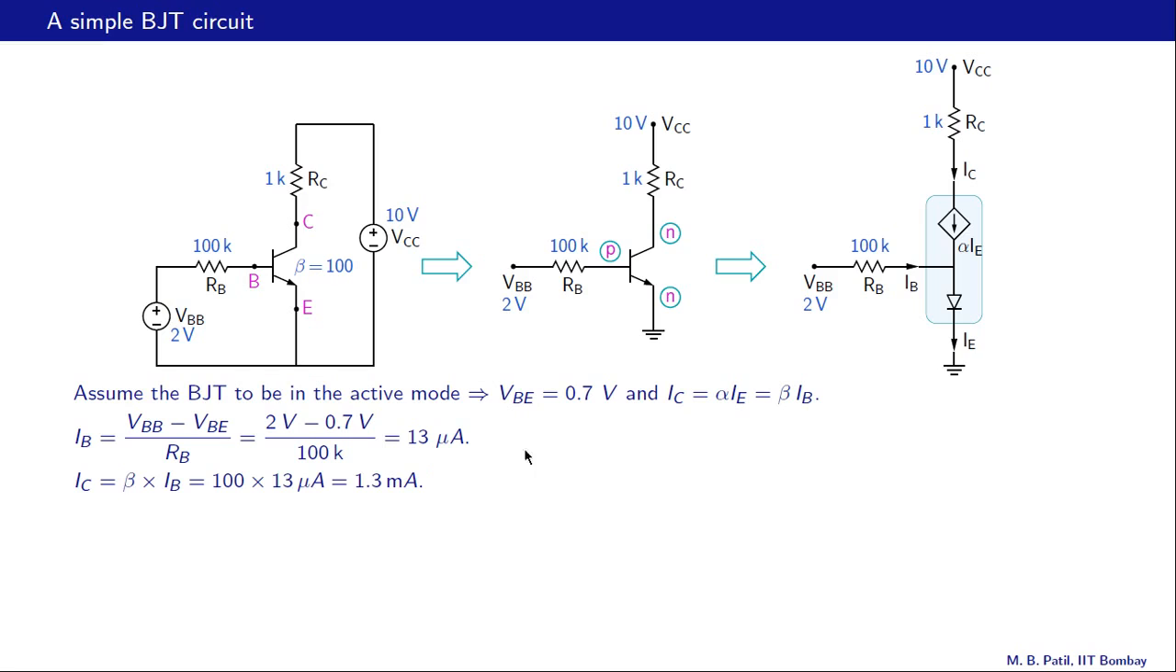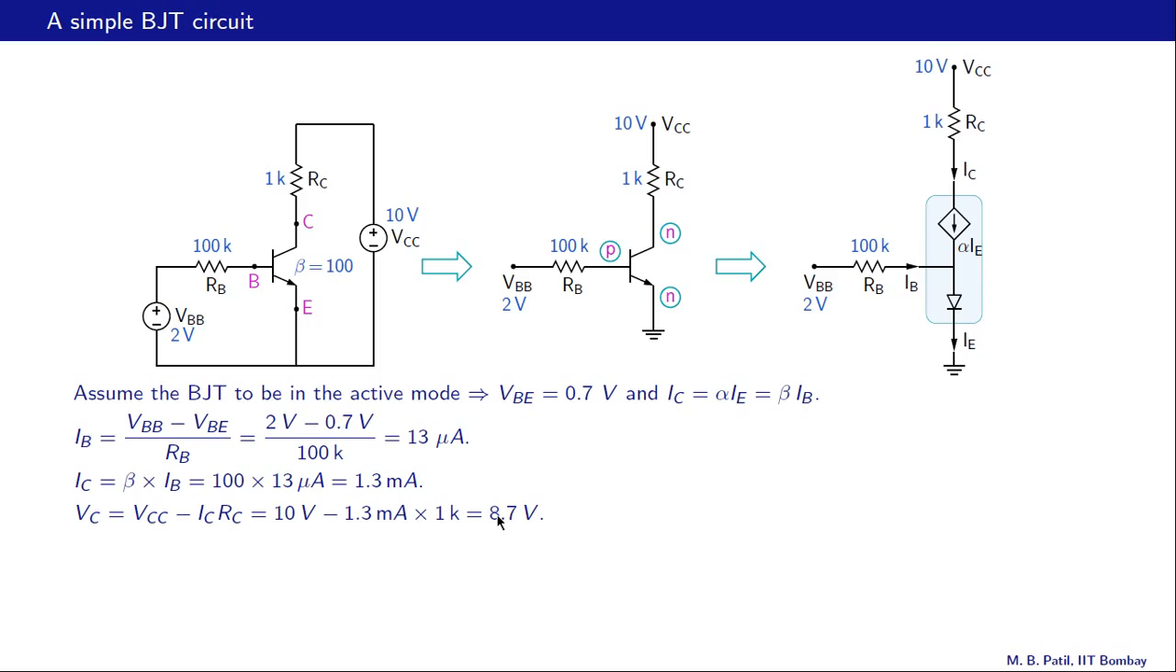Once we know the base current, we can calculate the collector current. So the collector current is beta times IB, that is 100 times 13 microamps, or 1.3 milliamps. What about the collector voltage here or here? It is 10 volts minus collector current times RC, this voltage drop here. So 10 volts minus 1.3 milliamps times 1K, that turns out to be 8.7 volts.